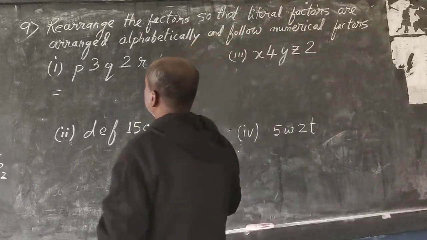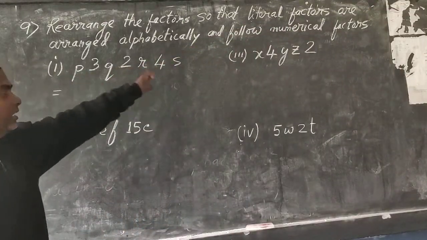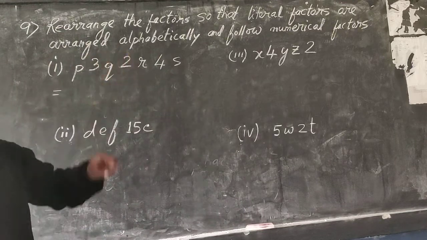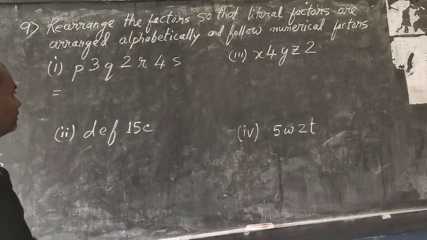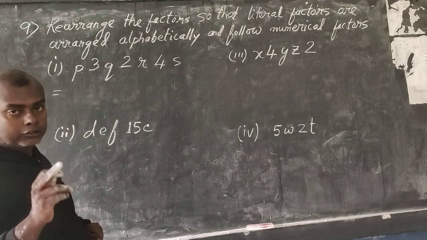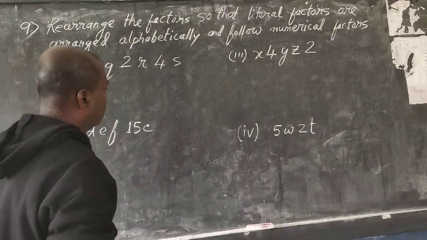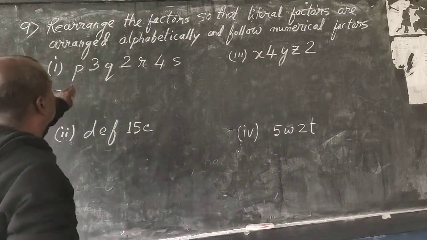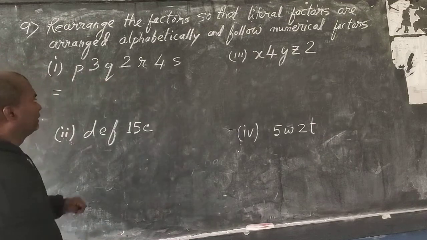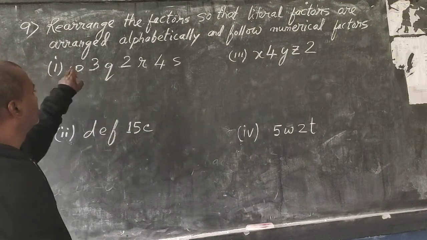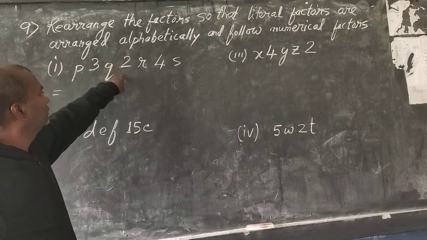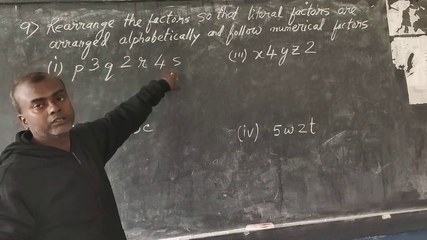Okay, question number 9 says we have to rearrange them. I am not going to read the question because you won't understand anything. Let me solve one and then you will know what the question says. Now, this might look a little funny. All are arranged variable, constant, variable, constant, variable, constant, variable.